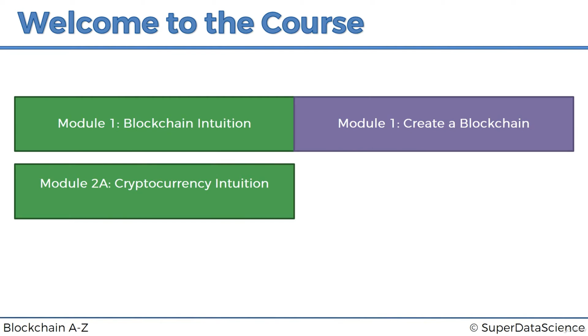Module 2a is the cryptocurrency intuition, where you will find out all of the fundamentals of how cryptocurrencies work. And Module 2b is the cryptocurrency transactions intuition, where we will dig even deeper into how transactions work for cryptocurrencies. So basically, Module 2 will be building upon what we learn in Module 1. It will help us delve deeper into the application of blockchain, one of the applications, which is cryptocurrency.